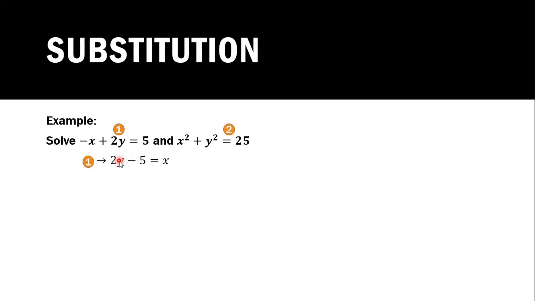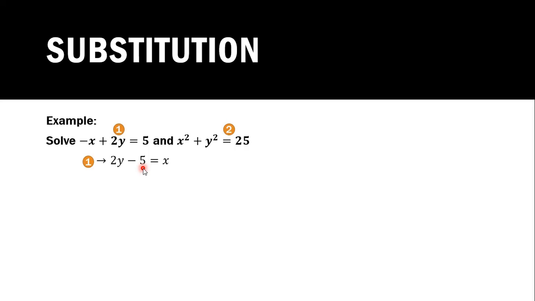Okay, so the next method for solving simultaneous equations we're going to go over today is substitution. So here's an example. Solve -x plus 2y equals 5 and x squared plus y squared equals 25. So what we're going to do here is rearrange to get something equals one of the unknowns. So label them number 1 and number 2. And here, if we rearrange this, we get 2y minus 5 equals x. So with -5 on both sides, added x on both sides.